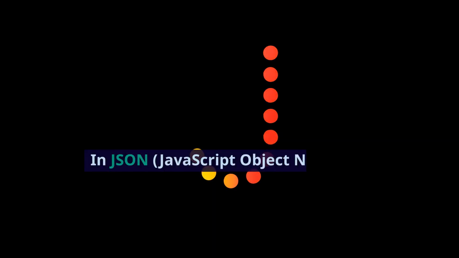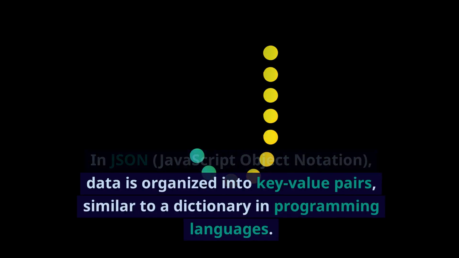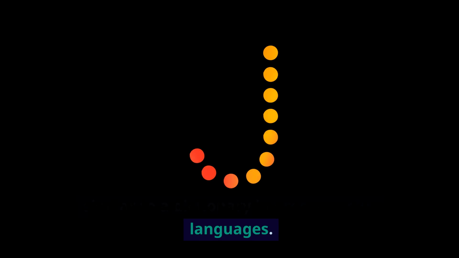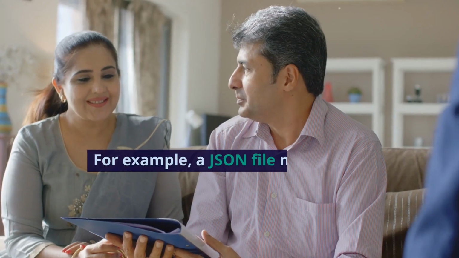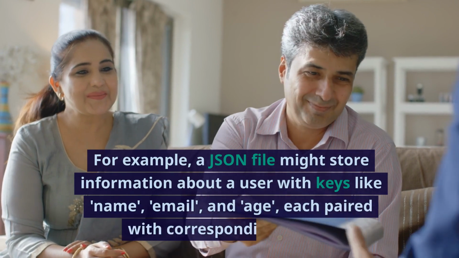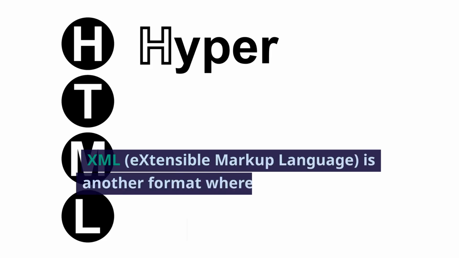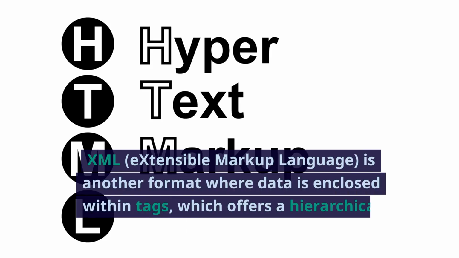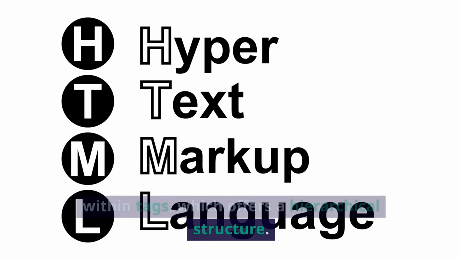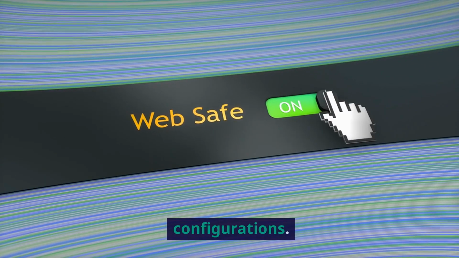In JSON, JavaScript object notation, data is organized into key-value pairs, similar to a dictionary in programming languages. For example, a JSON file might store information about a user with keys like name, email, and age, each paired with corresponding values. XML, extensible markup language, is another format where data is enclosed within tags, which offers a hierarchical structure. It's often used in web services and configurations.